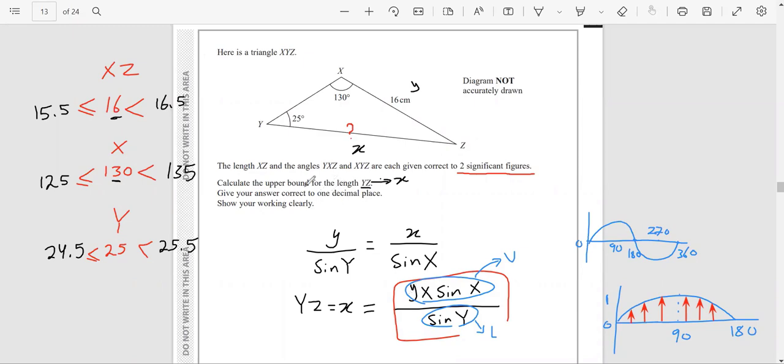We want to find the upper bound for the whole side length. So I'm going to make this upper. In multiplication, I make upper, and then here I will make lower. Now, the sine is very important. If you're going to get the upper of sine x, go check the x angle.